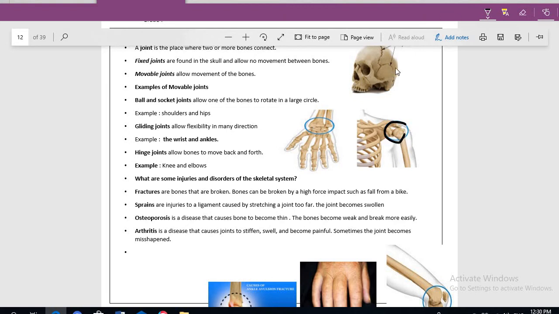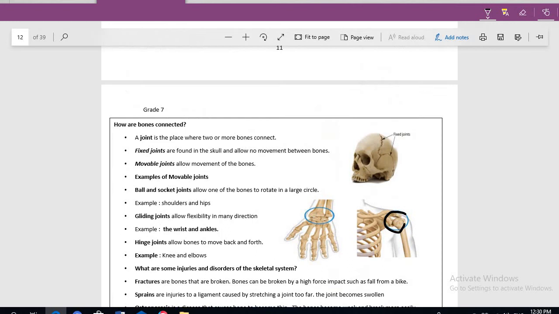While in the brain, fixed joints. In the brain, fixed joints. In the shoulder, ball and socket. A gliding joint allows flexibility, which is moving in many directions, like the wrist and ankle. The type of this joint is called a gliding joint. Hinge joint, like the knee and elbow. Your knee and elbow joint is called a hinge joint. It allows bones to move back and forth.